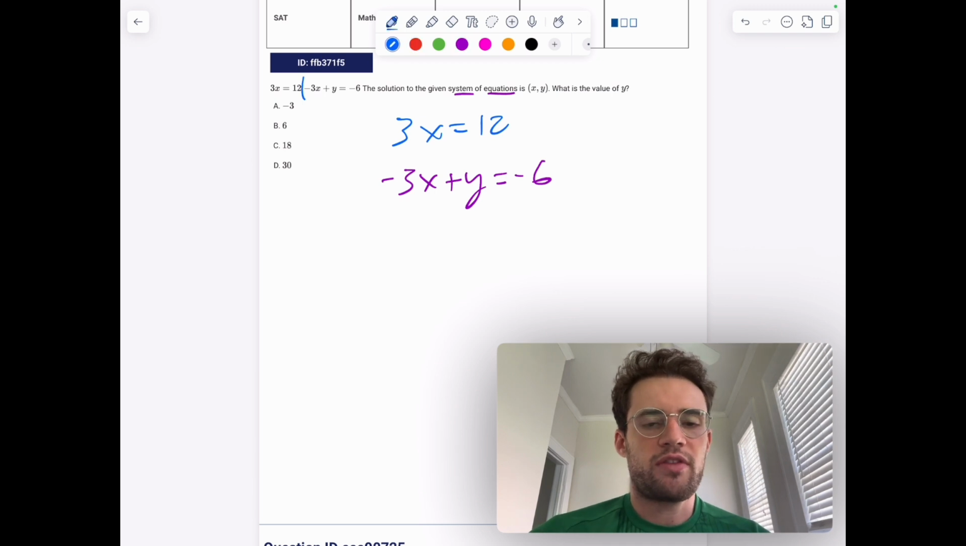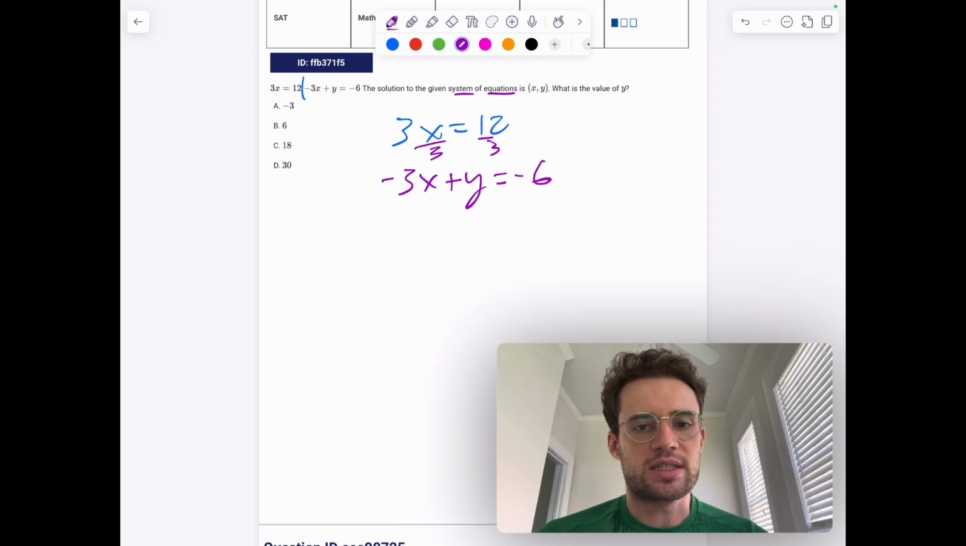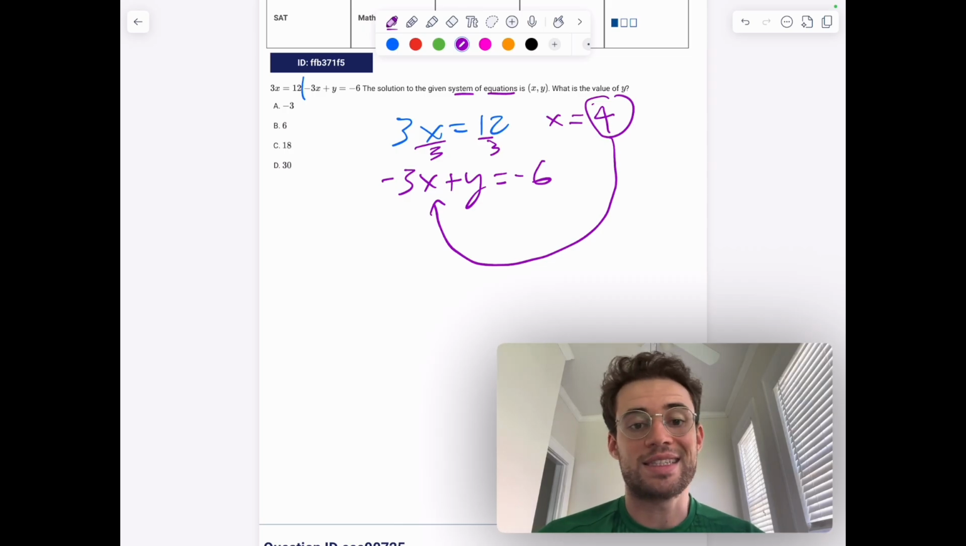All right, well, we can quickly find the x. We have 3x equals 12, so we just divide both sides by 3. Gives us that x is equal to 4. And then using that 4, we can solve for y by plugging the 4 in for x in the second equation.